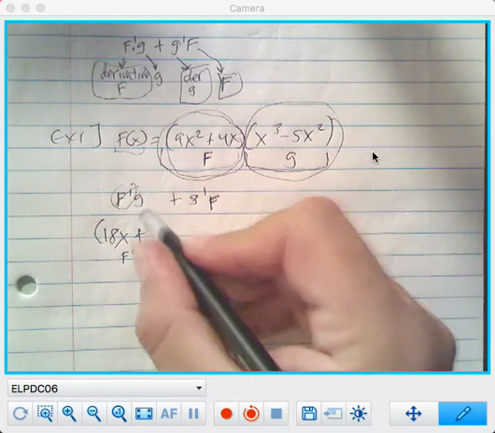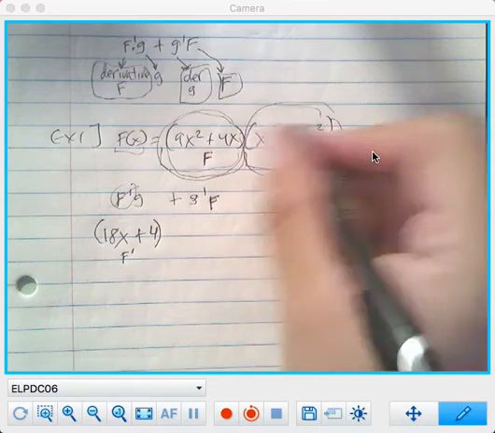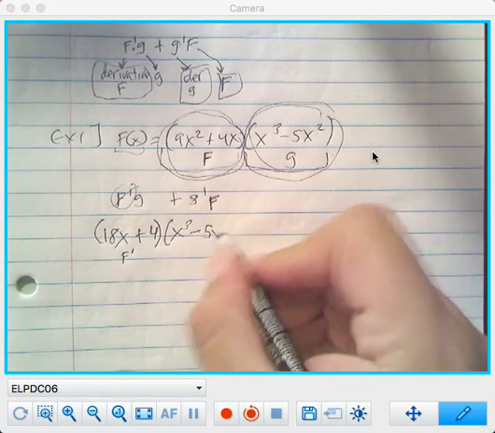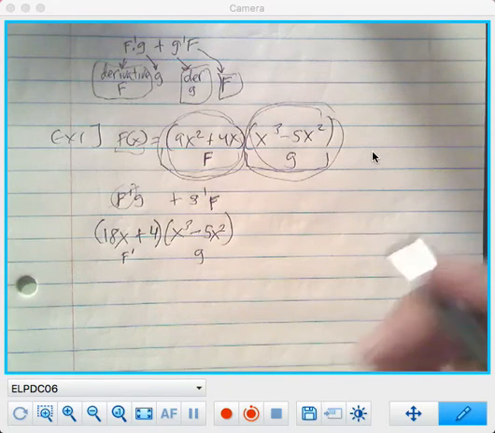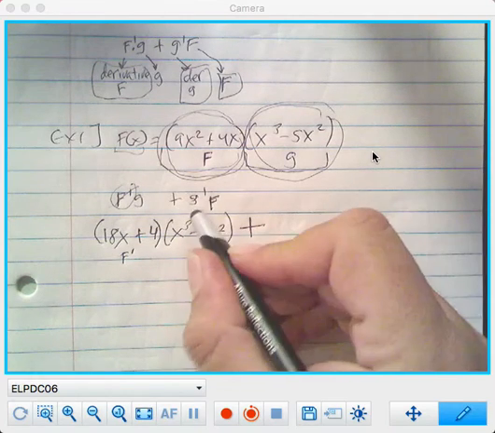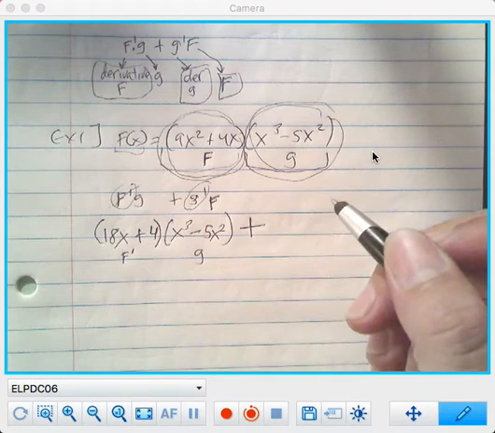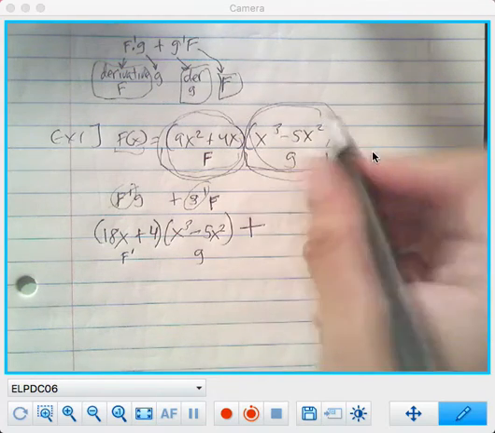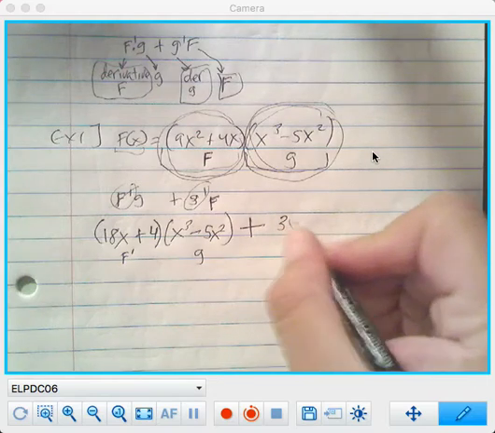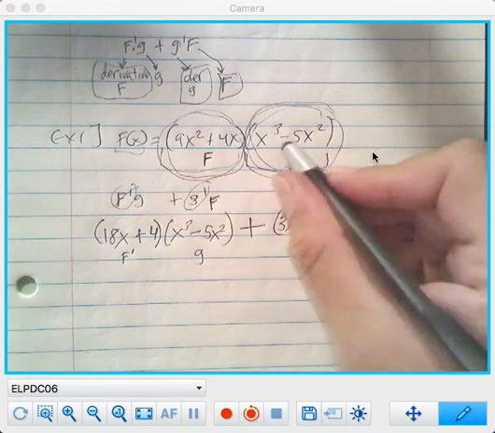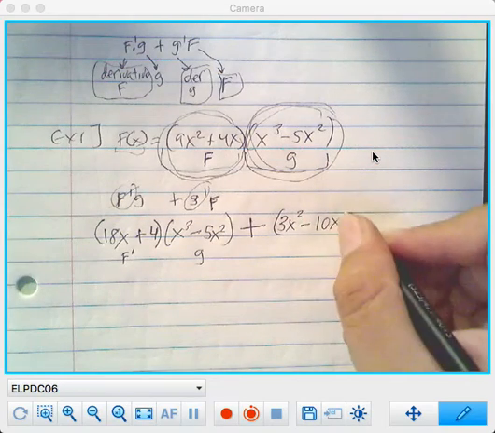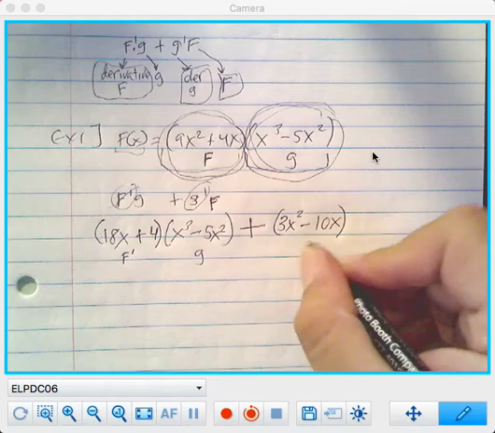What do we need now? G. What does that mean? Just copy this: x cubed minus 5x squared. This is g. Are we done? No. We have a big plus. And then what's next? Take the derivative of g. What's the derivative of x cubed? It would be 3x squared, minus, and the derivative of 5x squared would be 10x. Are we done? No, this is g prime.